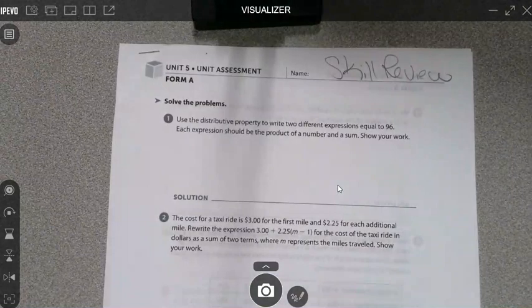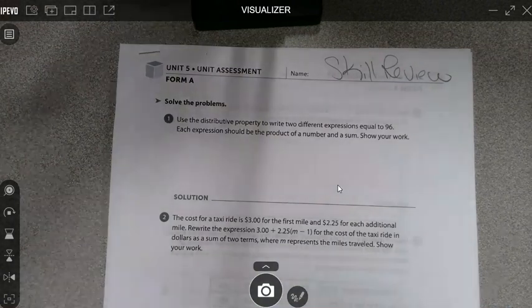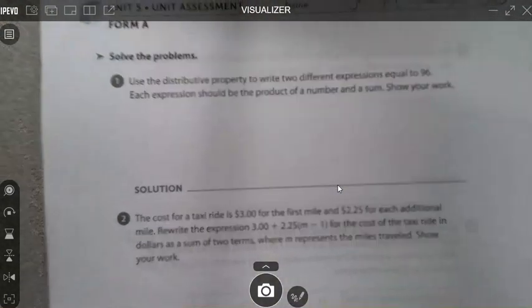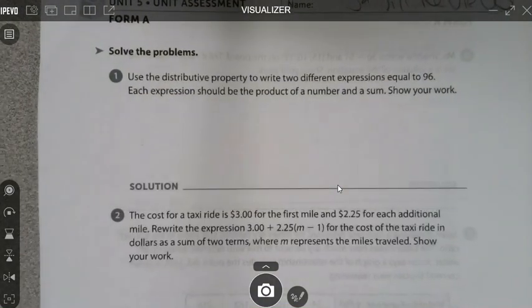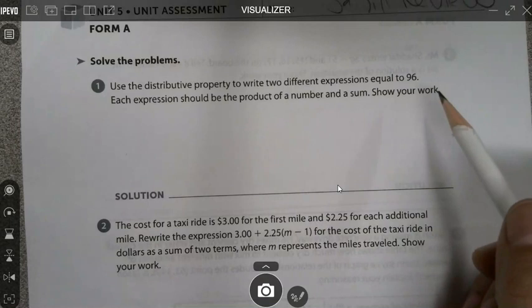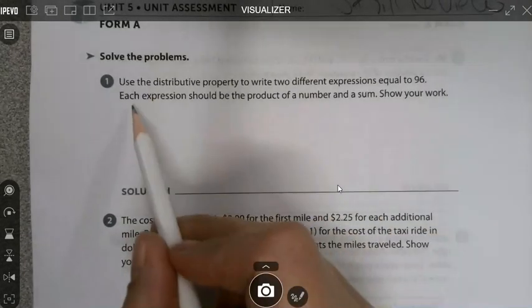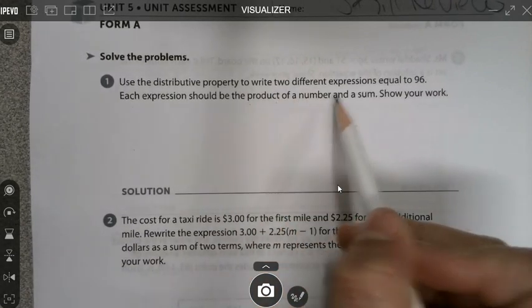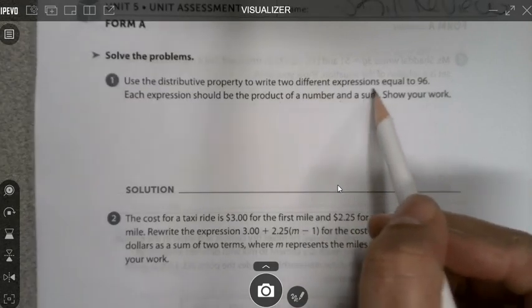Okay, so we're going to talk about our skill review. Number one is to use the distributive property and write two different expressions that equal 96. All you have to do is think about two numbers that you would add together, because right here it says each expression should be the product of a number and a sum. So you want to add the numbers together.